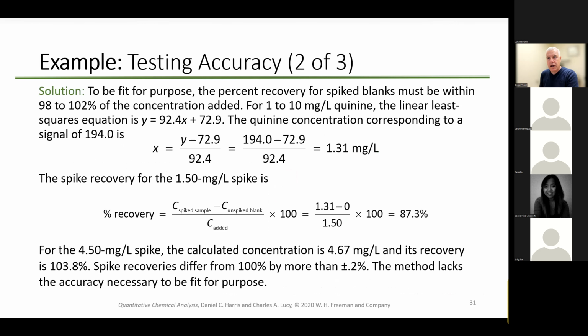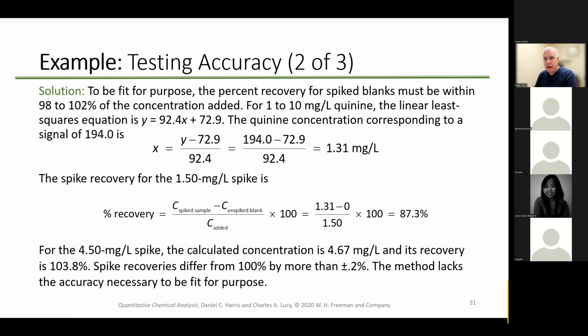So if we use the linear least squares equation, remember that we got 194 signal, and the intercept there was 72 and the slope was 92. That gives us 1.31 mg per liter, right? And we actually put in 1.50, right?